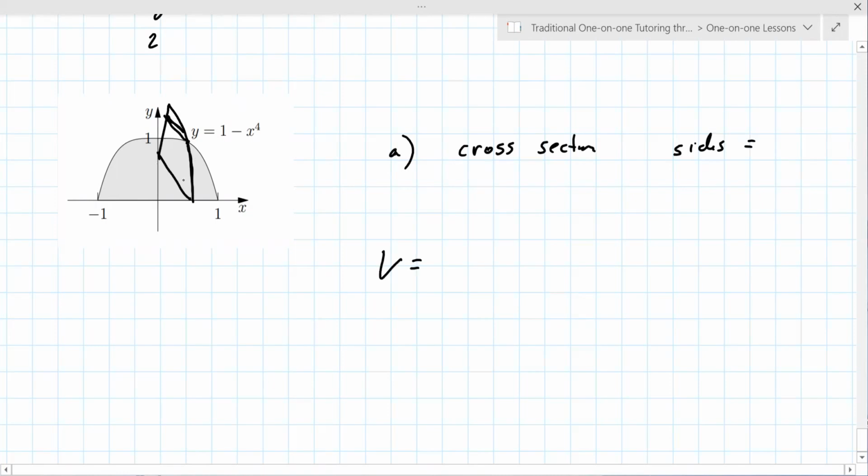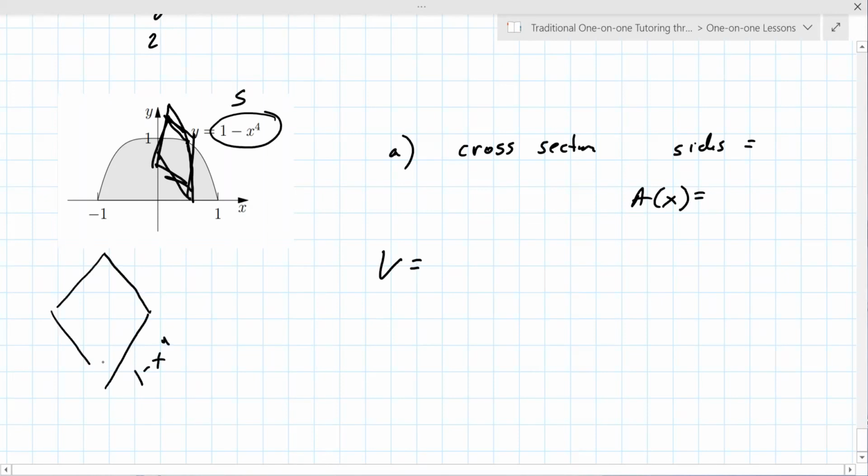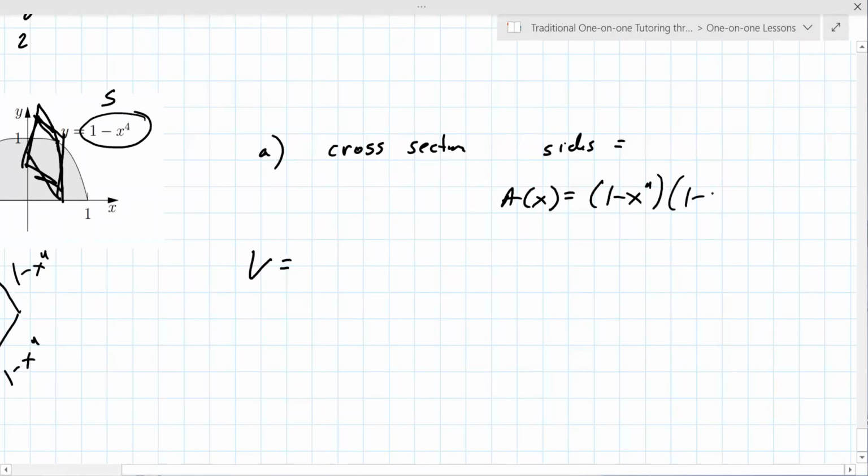So from last night, we talked about this a little bit. Do you remember how to find the area function in this case? I do not. So this is the side length. The side is 1 minus x to the 4th. And so is the other side. So the area function is 1 minus x to the 4th times 1 minus x to the 4th.